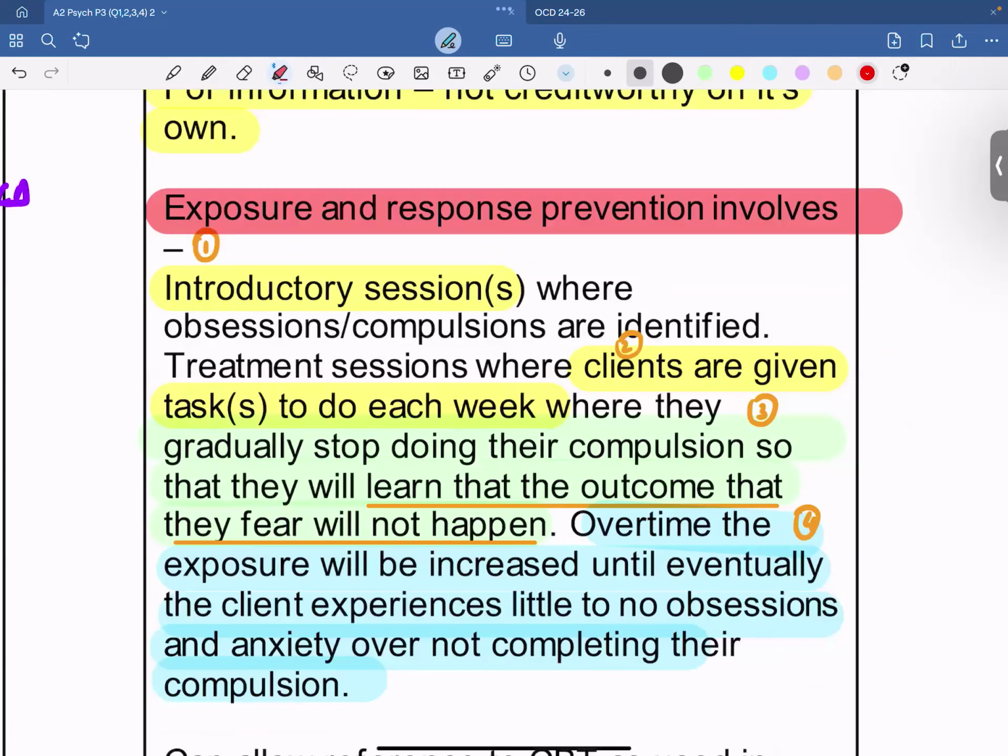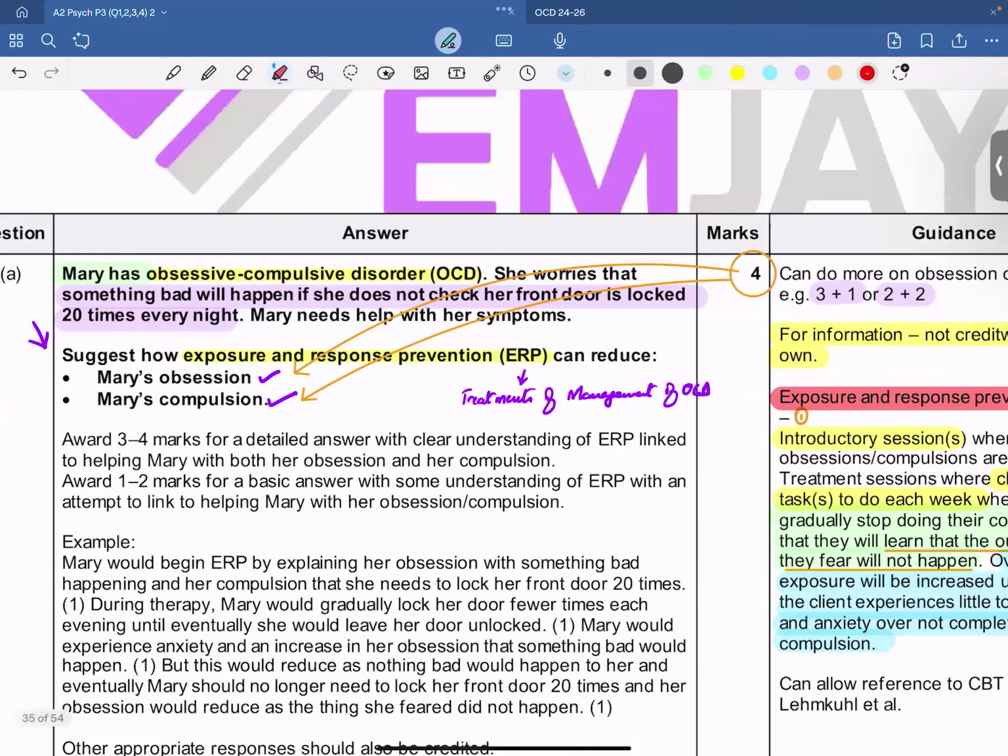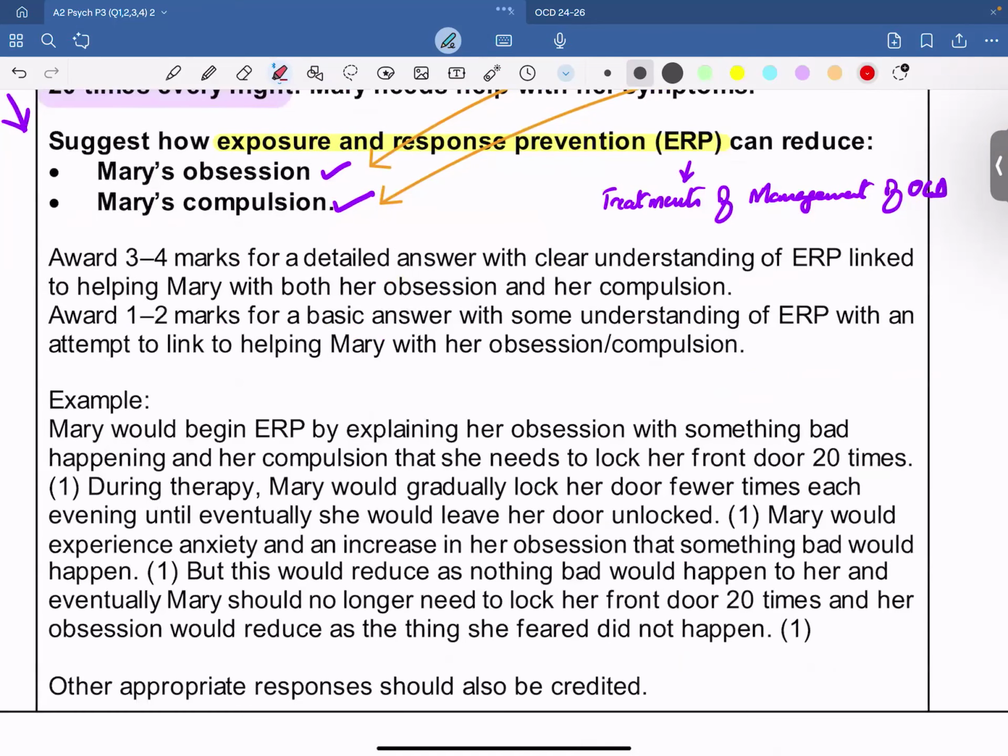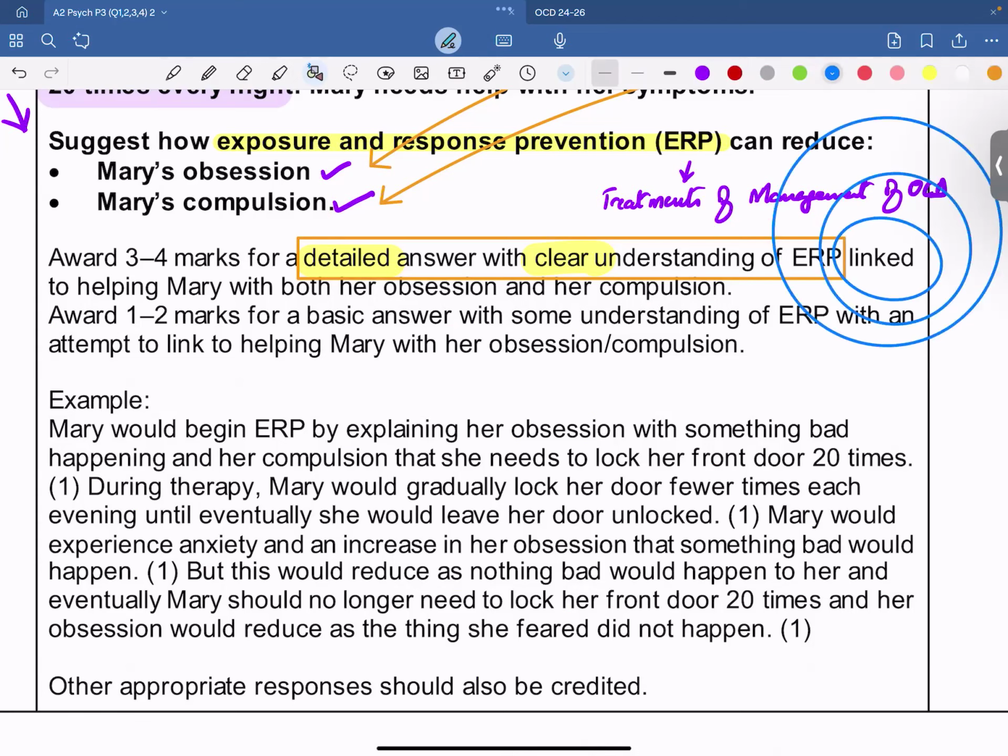Now, having a look at the question again, award 3 to 4 marks for a detailed answer with clear understanding of ERP linked to helping Mary with both her obsessions and compulsions. So you need to demonstrate a clear and thorough understanding of what ERP is. It needs to be detailed. Remember, if you want to hit a 4 out of 4, do not miss these points. But at the same time, you also need to ensure that you are linking it to the case of Mary. Remember, this linking part is very important as well.